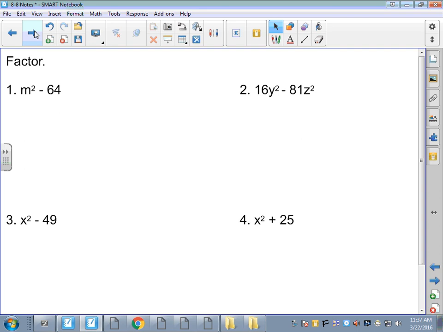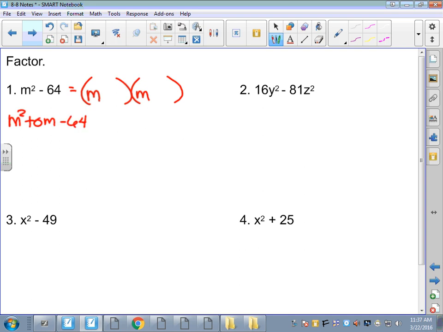So I look at number 1. Is there a GCF? There is not. So using guess and check, I'm going to see what will multiply to give me m squared. Well, I know an m and an m will make m squared. And then I'm looking for two numbers that multiply to give me negative 64. But you also notice they don't add up to anything, so they add up to 0m. So if you want to, you can always rewrite it this way if necessary. Make it a trinomial. Use what we've already talked about.